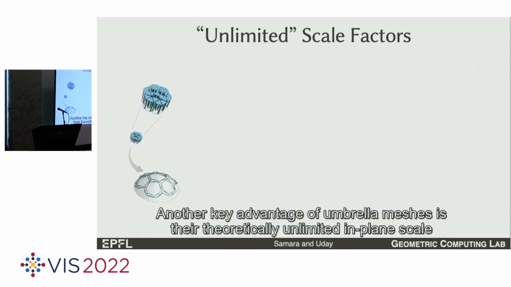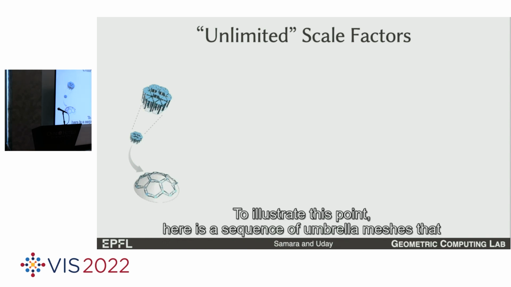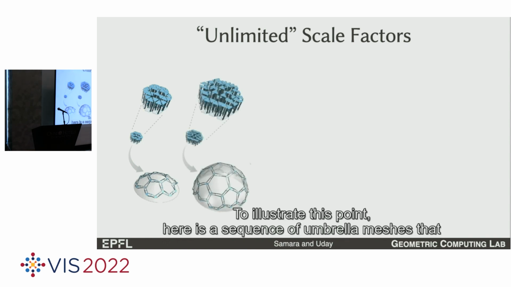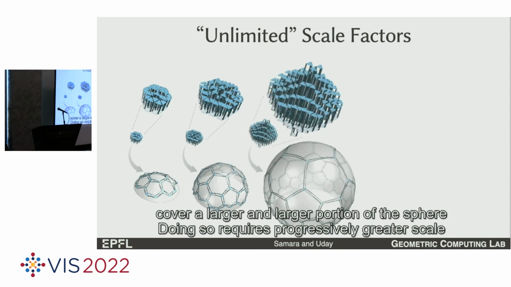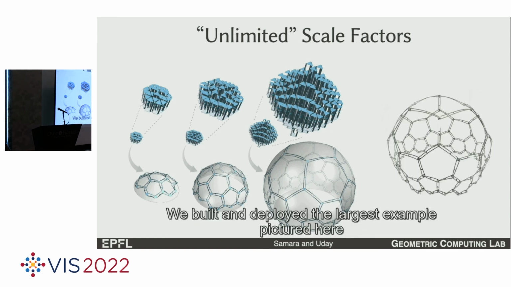Another key advantage of umbrella meshes is their theoretically unlimited in-plane scale factors. This has important implications on the design space. To illustrate this point, here's a sequence of umbrella meshes that cover a larger and larger portion of the sphere. Doing so requires progressively greater scale factors that exceed the limits of previous auxiliary materials. We built and deployed the largest example pictured here.